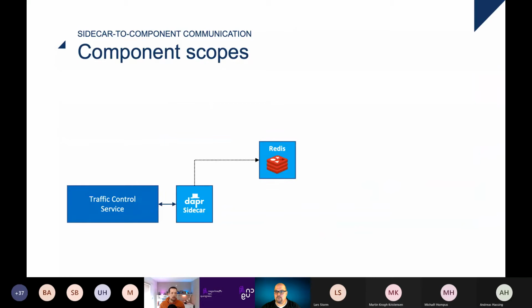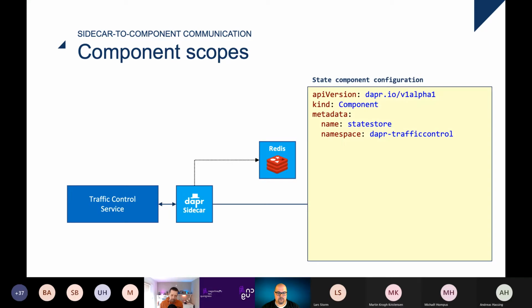So let's move over to sidecar to component communication. Here we've got a sample of the traffic control servers, and traffic control servers gets all those entry and exit events, and it needs to store it somewhere. We're using a Redis state store for that. But other services shouldn't be able to just call that state store component. So I want to limit its access.